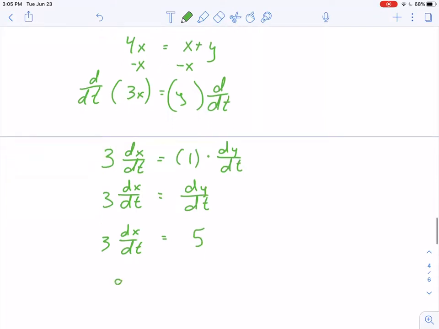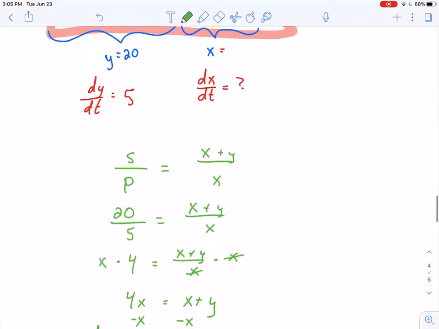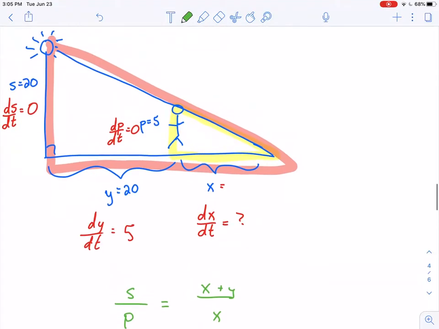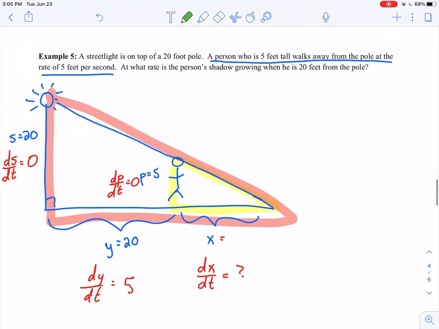So that means dx/dt is 5 over 3, which would be about 1.6 repeating if you really want a decimal approximation. I also want to give a unit here. So what are our units of x? Remember, x up here measured distance. X was a measure of distance, and we measured distance in feet.